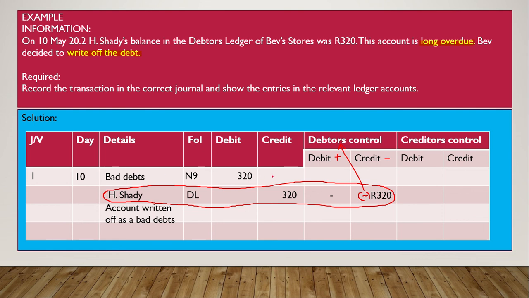Okay, expenses will increase on the debit side, as I've indicated here, because bad debts is an expense. It'll increase on the debit side. H Shady is a debtor, it's an asset, and assets will decrease on the credit side. I hope it makes sense. And since it affects your debtors control, which is an asset, it will also go under debtors control, and it will be recorded on the credit side. I hope that makes sense, guys. Please play the slide as many times as possible.